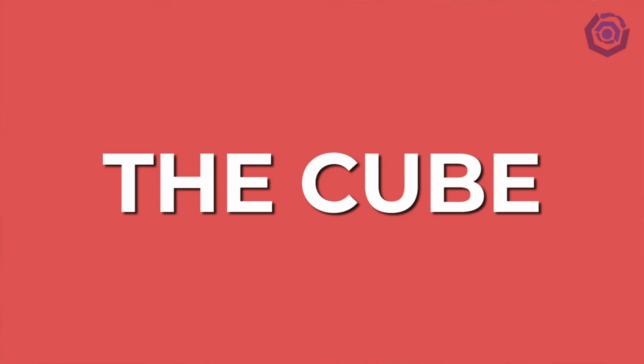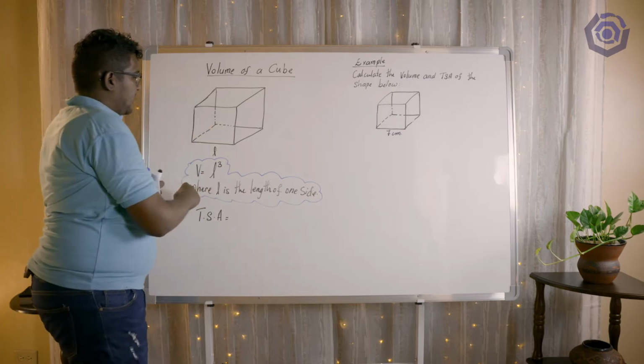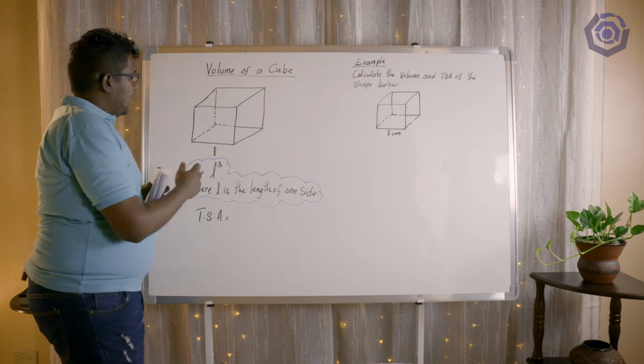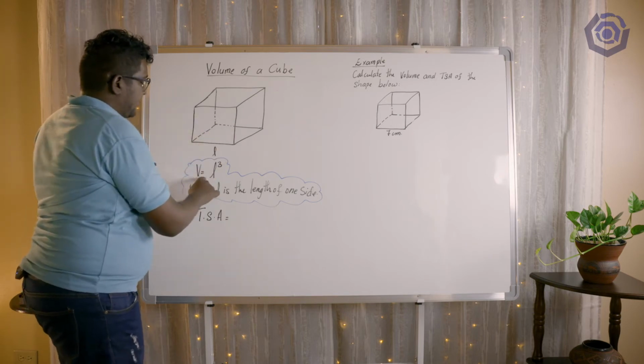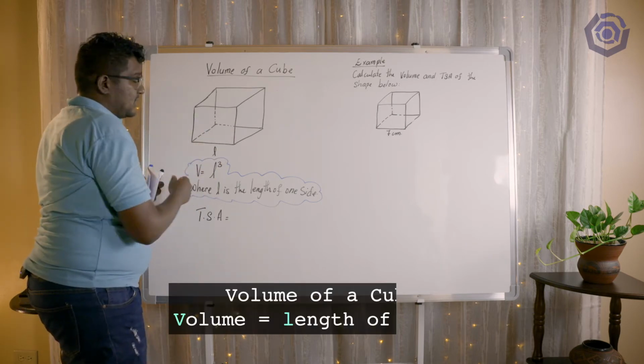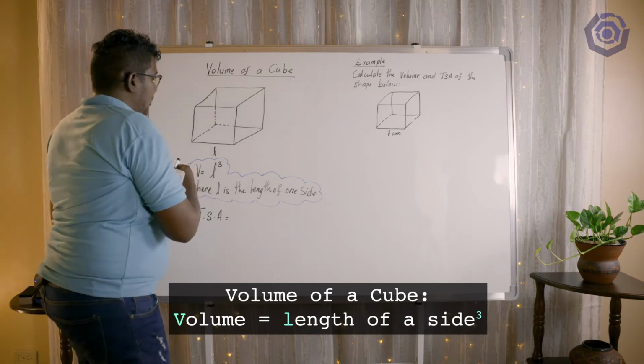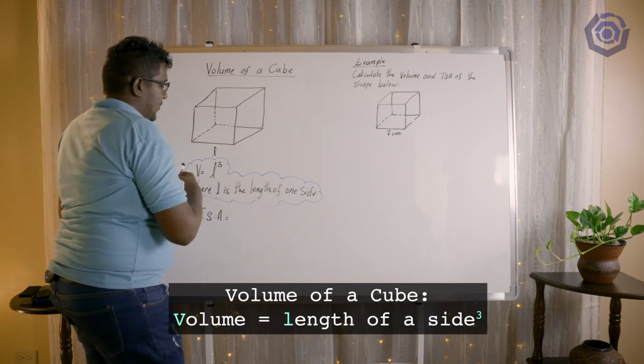The first shape we're going to look at is the cube. So the volume of a cube and the total surface area of a cube. Let's look at the shape here. The first formula for volume is V equals L cube, where L is the length of one side.